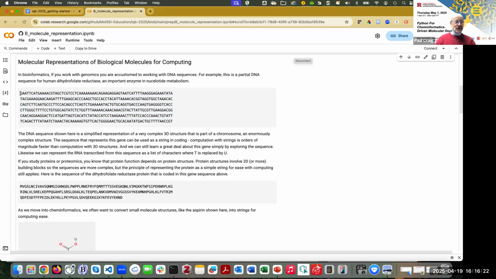And you may have done BLAST searches with DNA strings or protein strings. A string is much easier for a computer to work with than a three-dimensional structure, and that's why we use strings. It's a much more rapid calculation, and often it carries enough information for us to do the job.